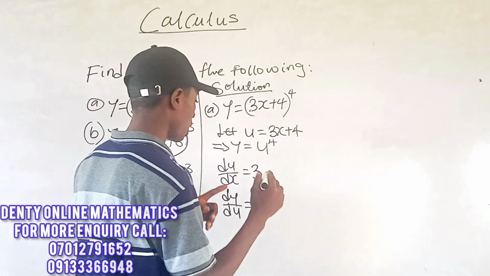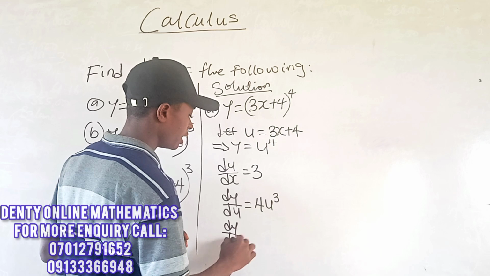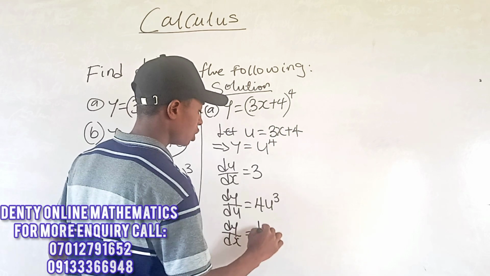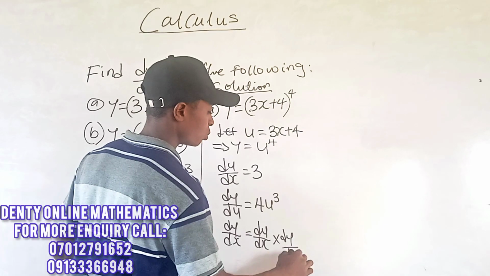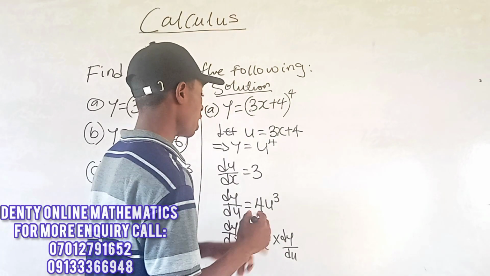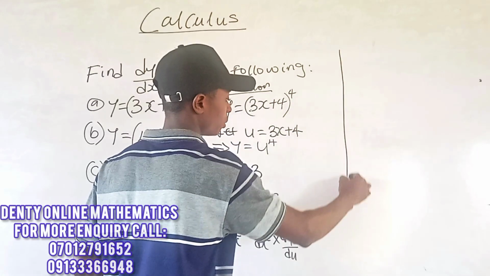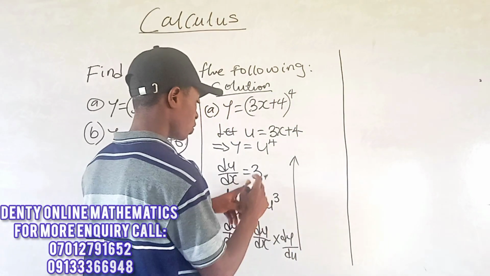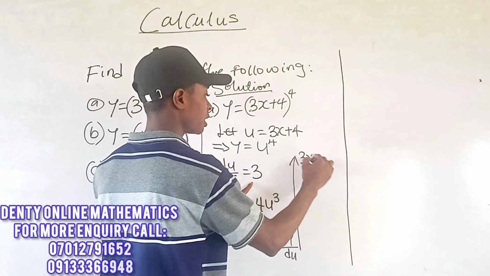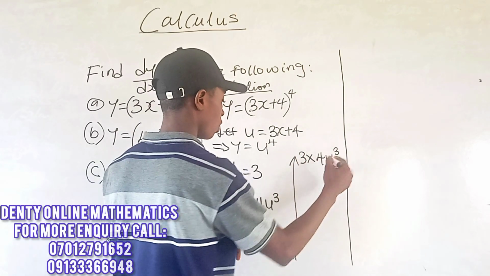Now what you are going to do is multiply for your final answer. So your dy/dx is equal to du/dx times dy/du. Now du/dx is what? 3. So we do 3 times our dy/du, which is 4u cubed, or 4u power 3.